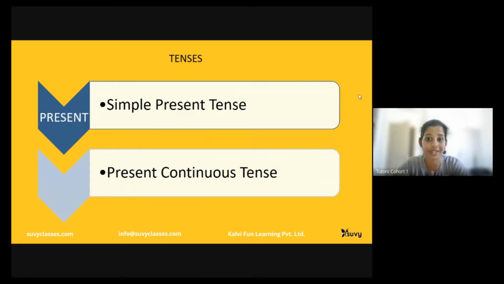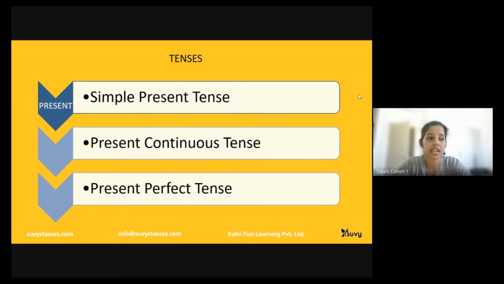But we don't know when it started or anything. We are not mentioning that. It is just about the present continuous. It's continuous. For example, I am going to school. When you're going to school, you say, I am going to school. Or the baby is sleeping. So all these come under present continuous tense. Okay. Now, the next is present perfect tense.